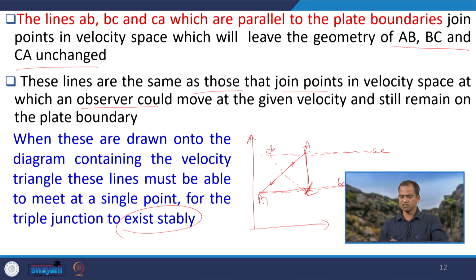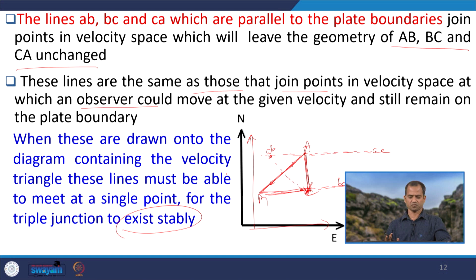So, now see in the velocity triangle none of them are meeting at a point. For example, this AC and AB they are meeting here. Similarly, AB and BC they are meeting here. So, that means if this is the relative velocity given with this orientation, I am creating a relative velocity triangle of this orientation with this much velocity, and this given triple junction is not stable because these 3 points are not meeting at a point.